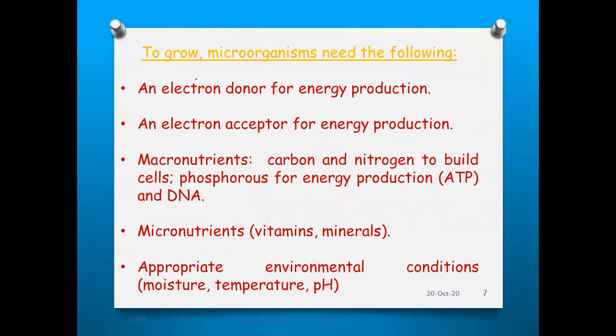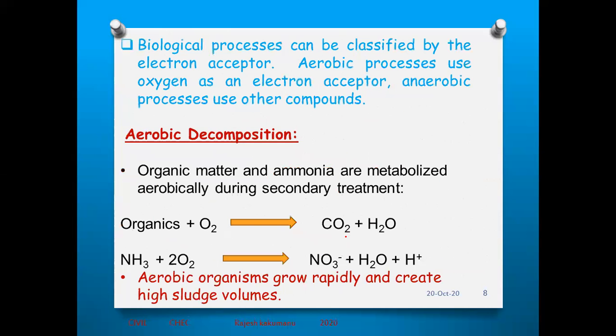To grow the microorganisms, we require an electron donor for energy production and an electron acceptor for energy production. For the macronutrients, carbon plus nitrogen are needed to build up the cells, and phosphorus for energy production in ATP and DNA. For the micronutrients, vitamins and minerals are important. The appropriate environmental conditions are moisture, temperature, and pH value. So the macronutrients are carbon, nitrogen, and phosphorus, and the micronutrients are vitamins and minerals.